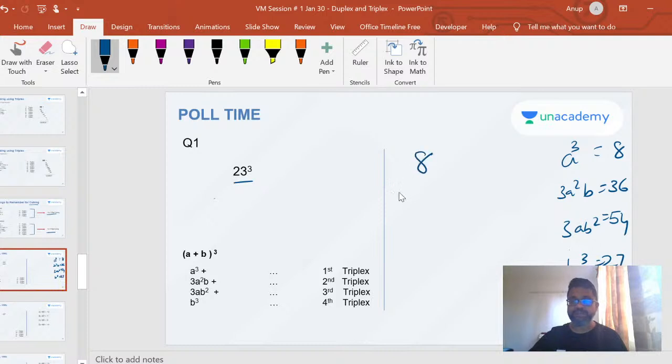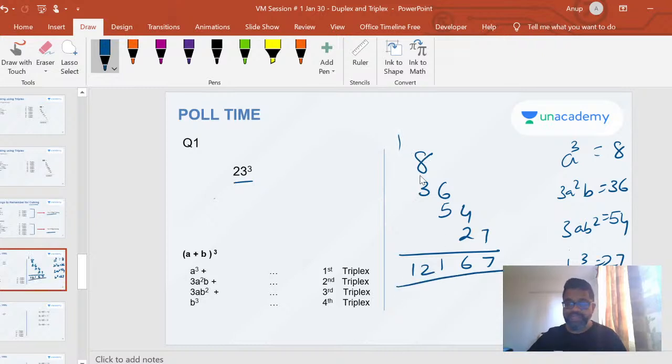So I'll simply line it up together: 8, 36, 54, 27, giving 7 6 1 1 2 1 6 7. Why is it very important to line it up here? Because I'm doing a plus b cube, so effectively it is 20 plus 3 cube, but I'm only doing 2. So you need to worry about the zeros as well. These are all lined up like this. Now it will make sense when you add it up.